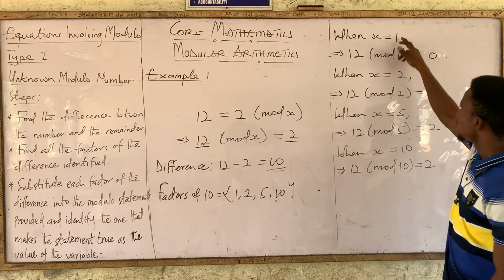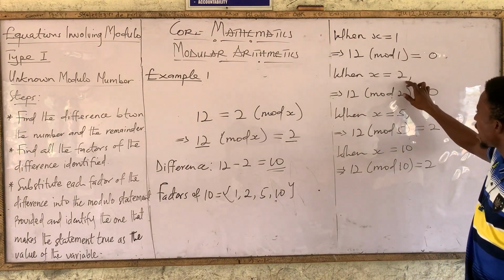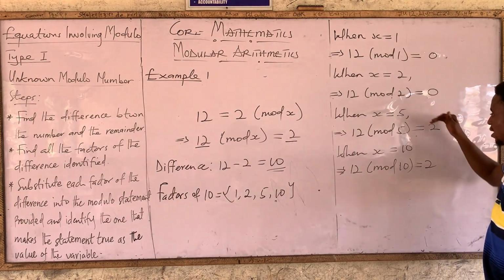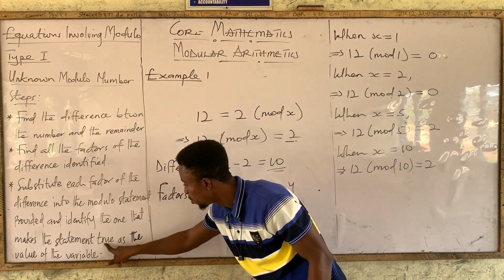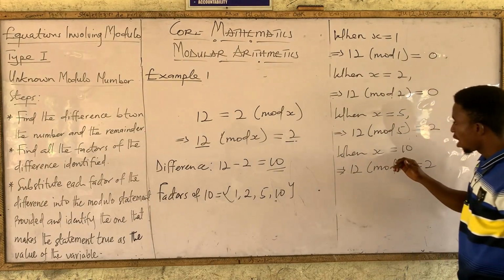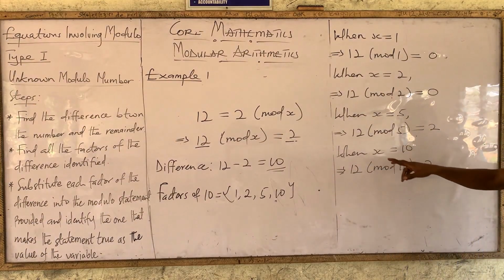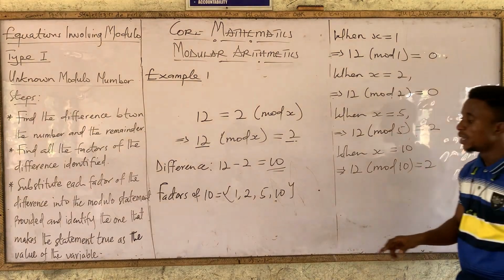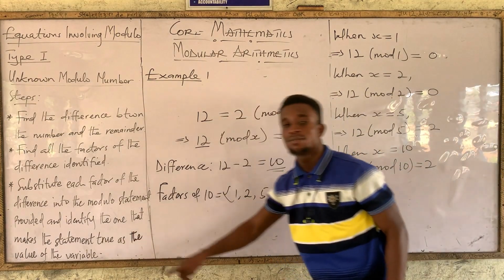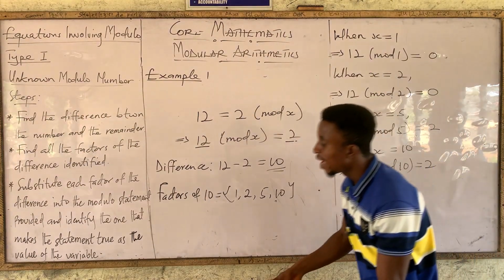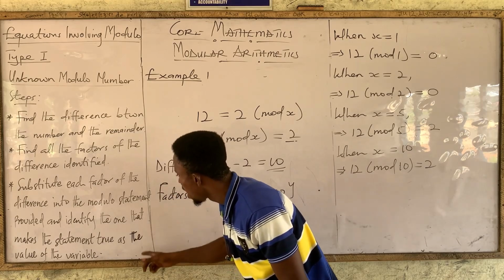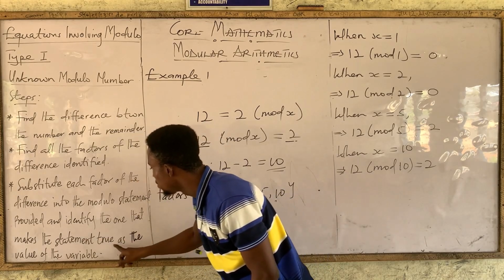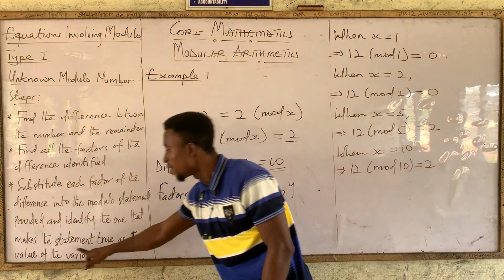Putting 1 inside, I had 0. 2 inside, I had 0. Then 5 inside is getting me 2, and it is making the statement true. Then putting 10 inside, that one too gave me 2. So meaning that one too is making the statement true. And they are saying, what are we to do? Identify the one that makes the statement true as the value of the variable.